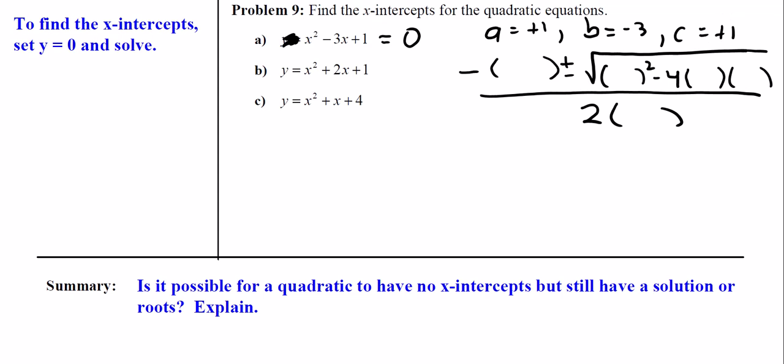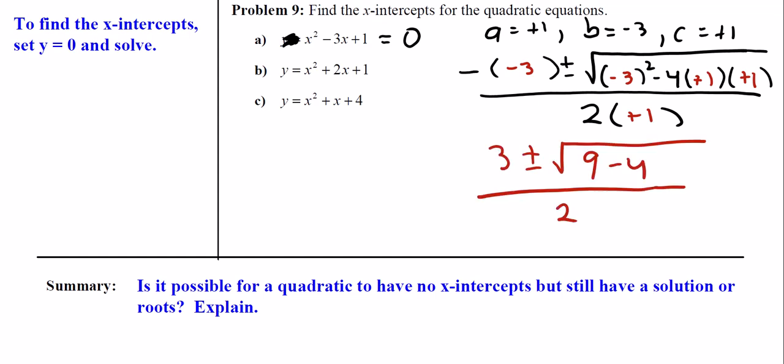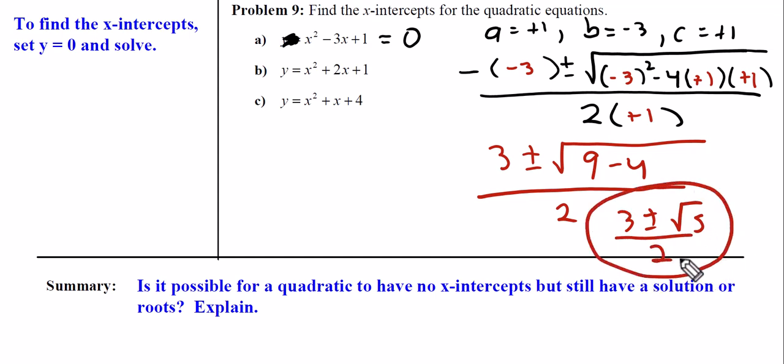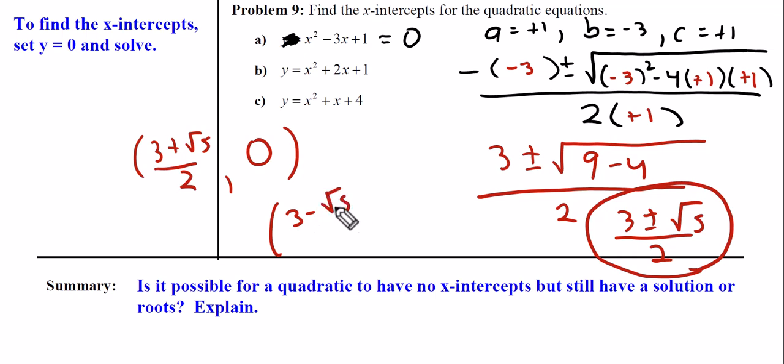Here's our blank setup for the quadratic. Here it is filled in. We simplify, and this in turn becomes 3 plus or minus radical 5 over 2. Now, if we were looking for the roots or the solutions, we're done. However, we're looking for the x-intercepts, so that would be 2 points. There's this first point, (3 plus radical 5 over 2, 0). And the other point would be (3 minus radical 5 over 2, 0). So these are the two x-intercepts for part A.